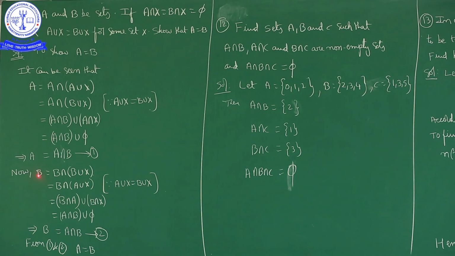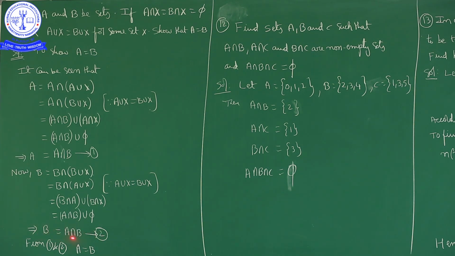Similarly, for B we can write B is equal to B intersection (B union X). Now B union X is equal to A union X, so in place of B union X we can write A union X. So B intersection (A union X). Now by the distributive law, B intersection (A union X) equals B intersection A union B intersection X. But B intersection X is the null set. So A intersection B union the null set is A intersection B. Mark this one as 2.